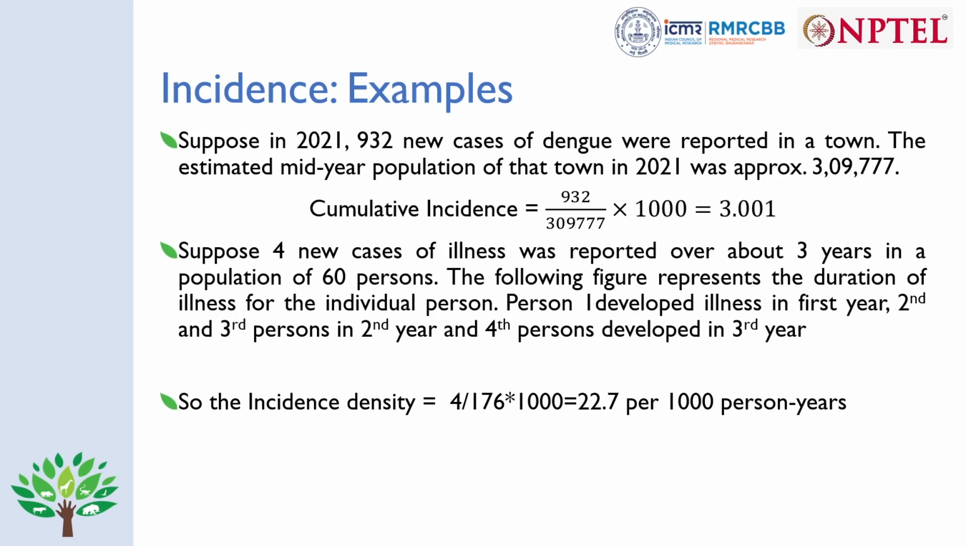So here we have not followed up some person years, and we have followed up 176 person years. So the incidence density will be 4 divided by 176 into 1000, which is equal to 22.7 per 1000 person years. So this is the difference between incidence rate and incidence proportion.